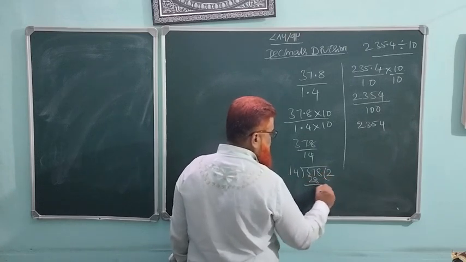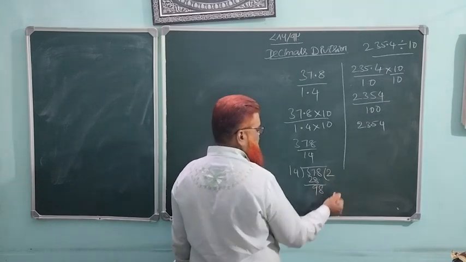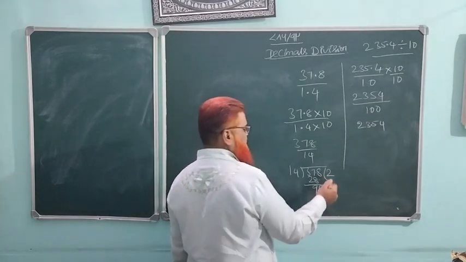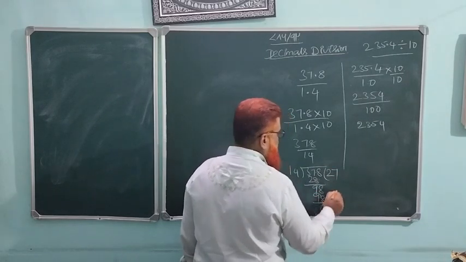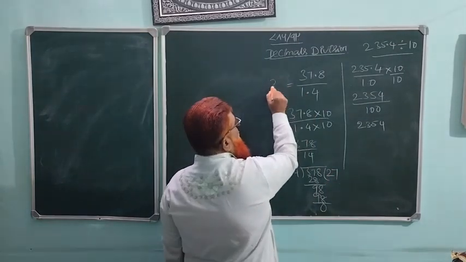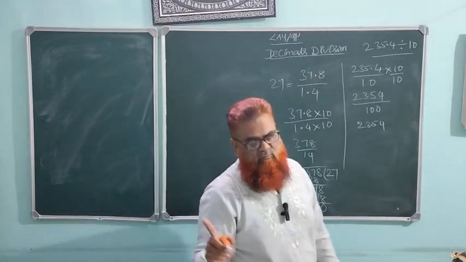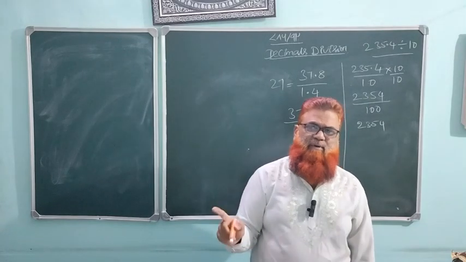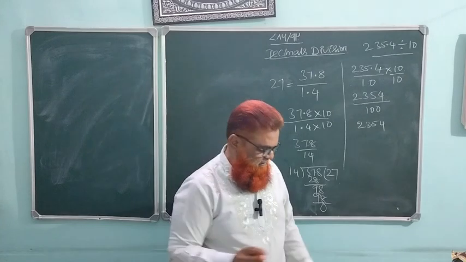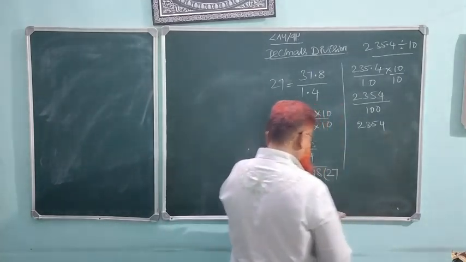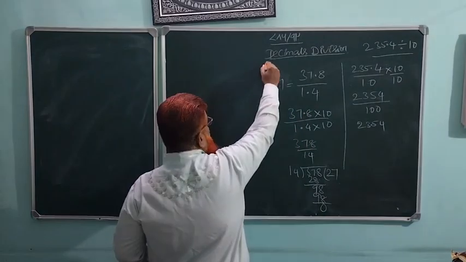14 twos are 28. 37 minus 28 is 9, and this 8 is taken out and carried down for the further division. Then 14 sevens are 98. So the value of this one is 27. 37.8 divided by 1.4, and its answer is 27. I take one more example for your knowledge sake, then I am going to end up my video.